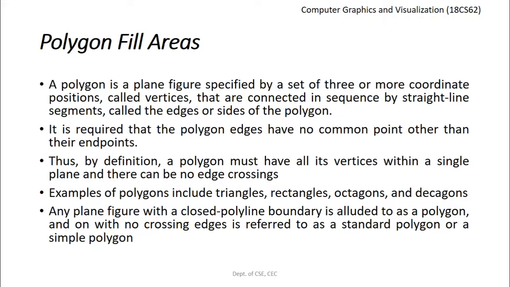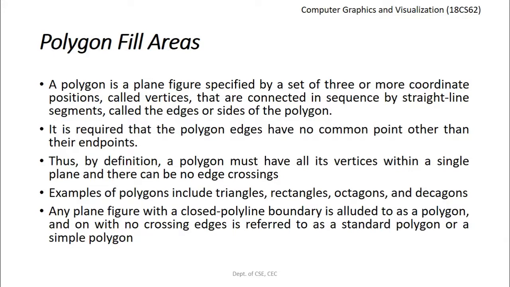A polygon is a plane figure specified by 3 or more coordinate positions called the vertices. These vertices are connected in sequence by straight line segments called the edges or the sides of a polygon. So every polygon has a bunch of vertices, minimum 3, and a bunch of edges, the straight line segments that connect these vertices together. It is required that the polygon edges have no common point other than the endpoints.